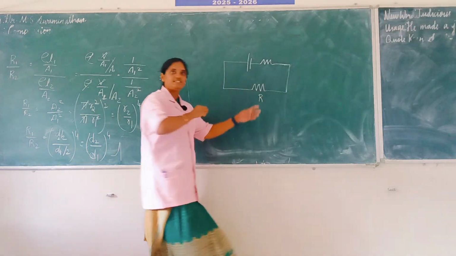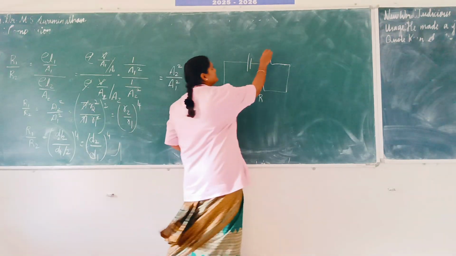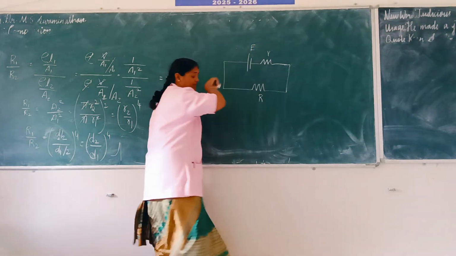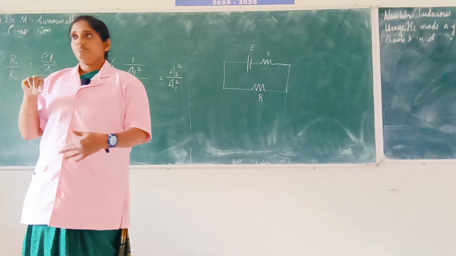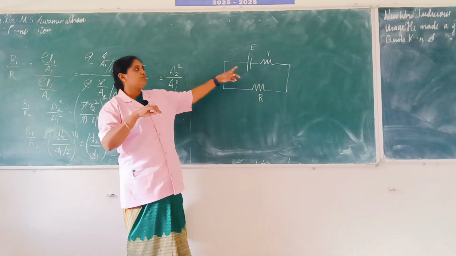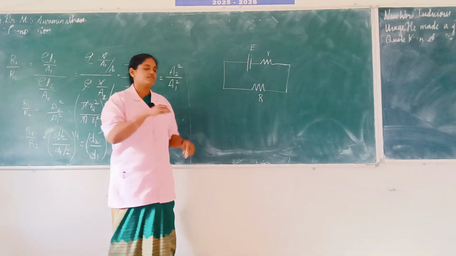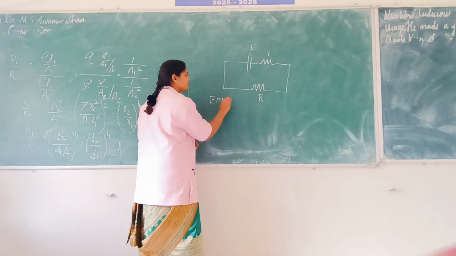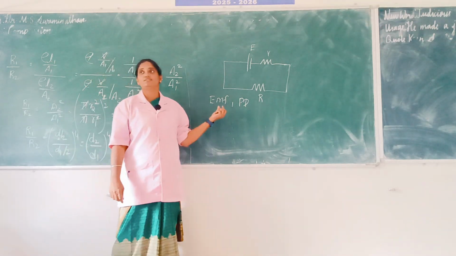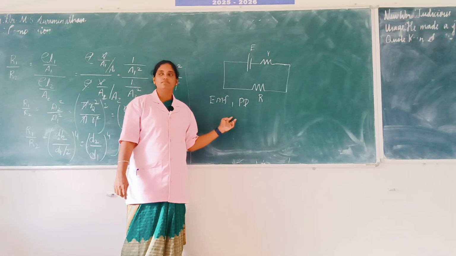So this is the external resistance and I have written it as capital R. The internal resistance I can write as small r, and this is E. What is this E? EMF, yes, electromotive force. Because of this, the charges move throughout the circuit. And we have two terms, right? EMF as well as potential difference. What are these two terms? Are these two terms representing the same or different?